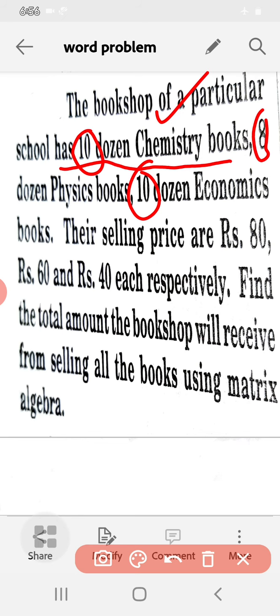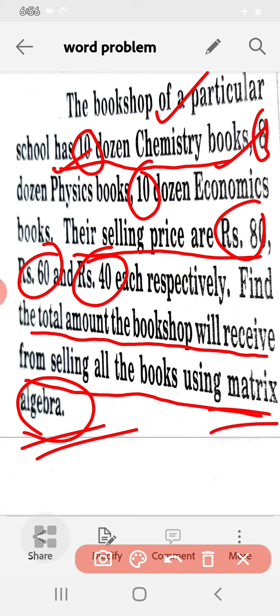The bookshop of a particular school has 10 dozen chemistry books, 8 dozen physics books, 10 dozen economics books. So three subjects have been mentioned here: chemistry, physics and economics. Their selling prices are rupees 80, 60, 40 each respectively. Find the total amount the bookshop will receive from selling all the books using matrix algebra.